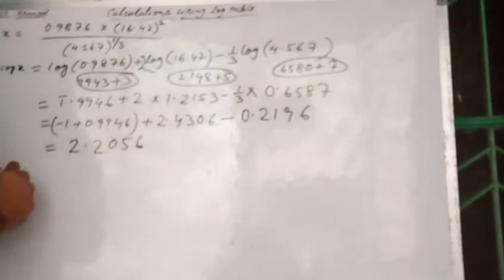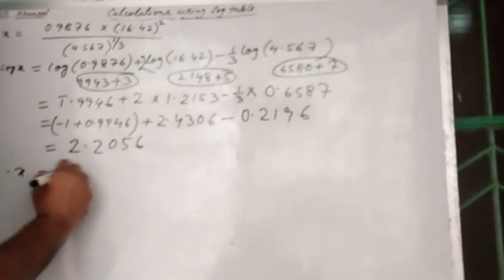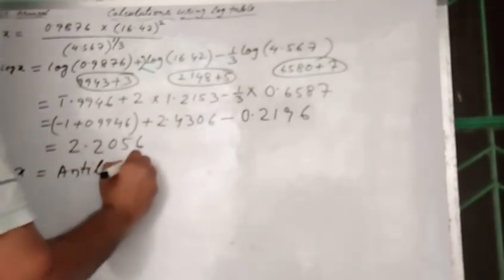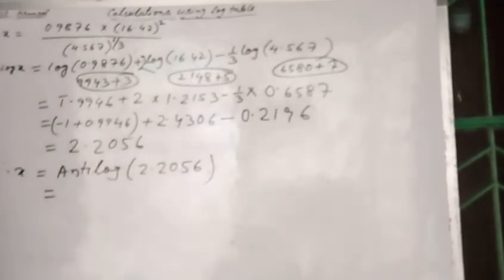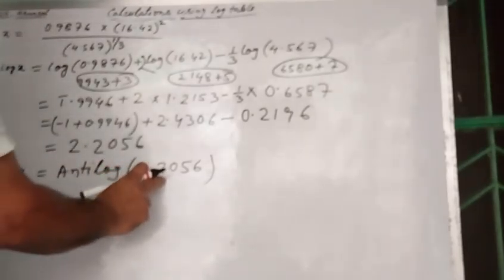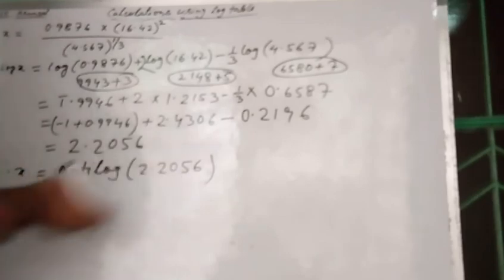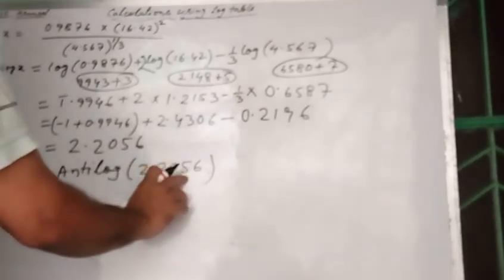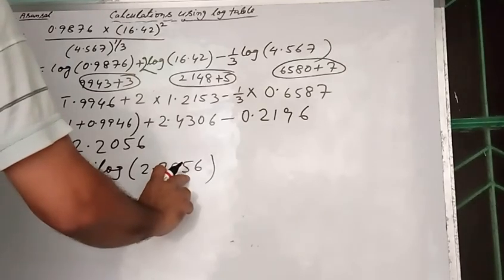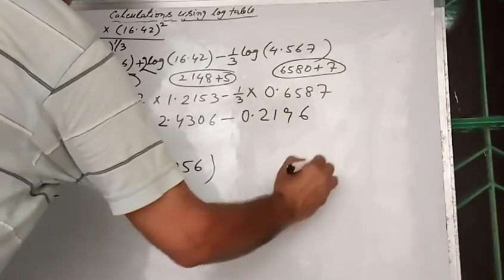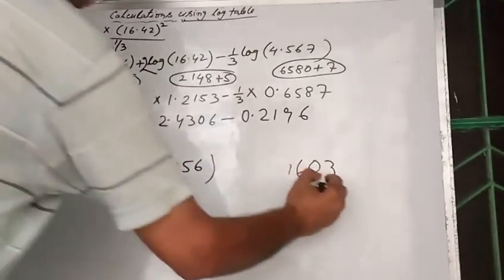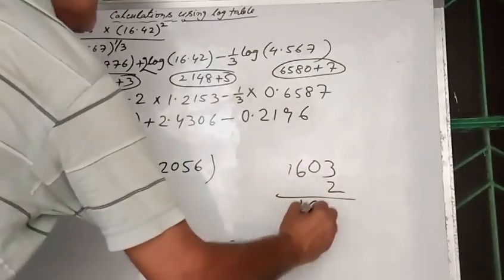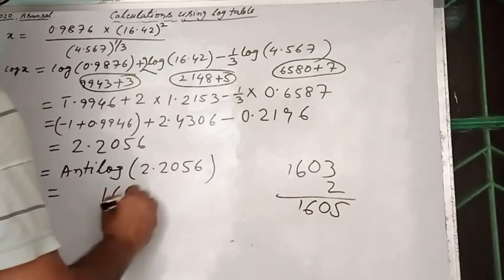If log x equal to this, then what will be the value of x? Therefore x is equal to antilog of 2.2056. That is equal to, from the antilog table, we look into the value starting with 0.20, and we will proceed along the same row. Come under the head 5. The value under the 5 is 1603, and in the mean difference table, the value under 6 is 2. So if we add these two, we will get 1605.